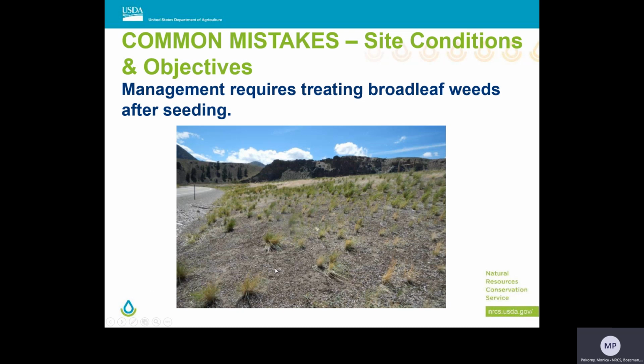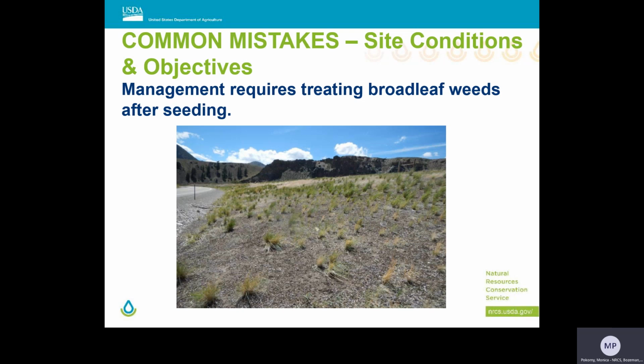This is an example of a site where there was spotted knapweed present. So it was a perennial broadleaf weed, a forb. When the seed mix was designed, it included both forbs and grasses. After the seeding application, the site was sprayed again for weeds. It removed some of the seedling grasses, but more importantly, it removed almost all of the forbs from the site. The few forbs that remain really represent hundreds of dollars worth of seed that was used and then terminated on the site by the herbicide.